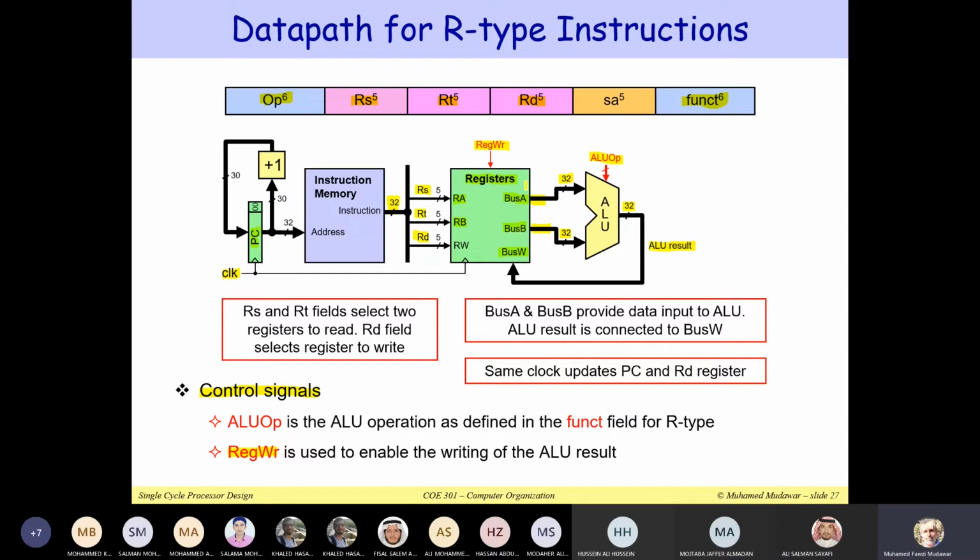For example, the branch. The branch does not update any register in the register file. It only updates the PC. So for this reason, we need to control the register file. So this is the importance of register write.